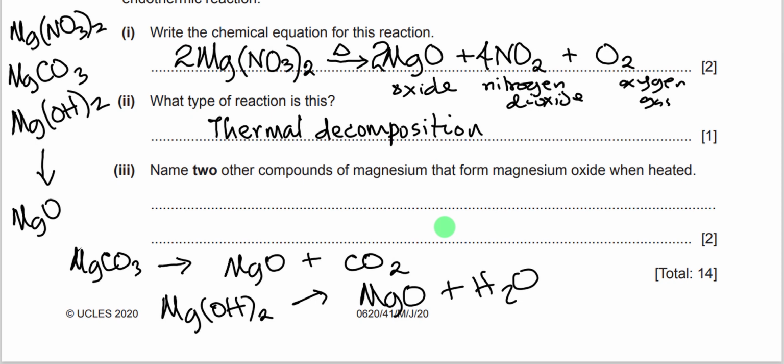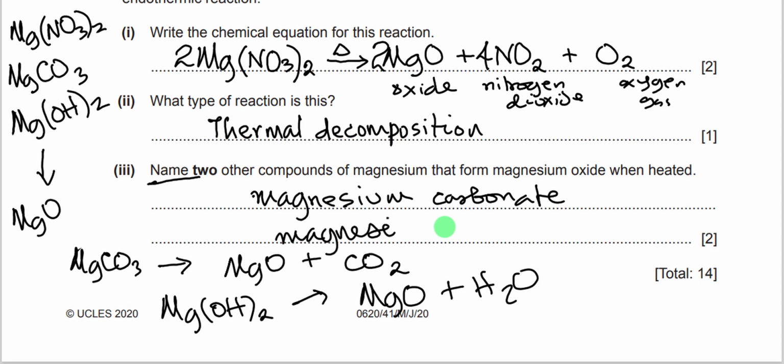Which means that based on this question, 2 other compounds of magnesium that form magnesium oxide when heated are magnesium what? Remember, you're asked to name, not formula. So write the name. The compounds are magnesium carbonate and magnesium hydroxide. Magnesium carbonate and magnesium hydroxide.